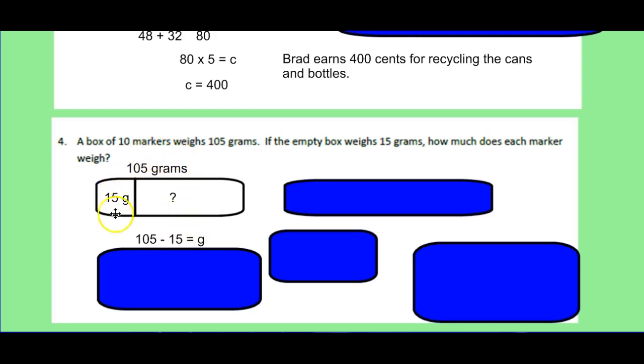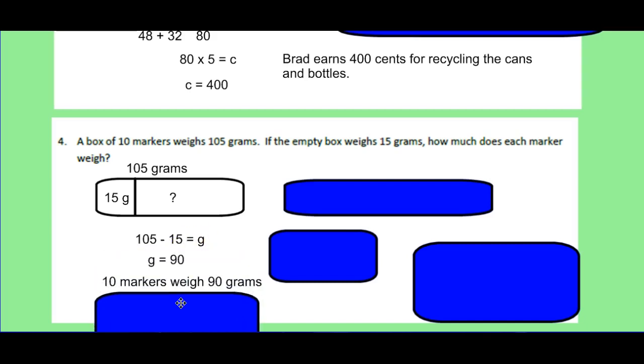So I want you to make sure that you have this tape diagram drawn on your problem set, and you have this equation written on your problem set. And I want you to solve this equation and tell me what does G equal. Push play whenever you're ready. So G is equal to 90, and that tells me that 10 markers weigh 90 grams. So make sure you have all of this written on your problem set so we can move on to the next step. If you need to push pause, you can do that.